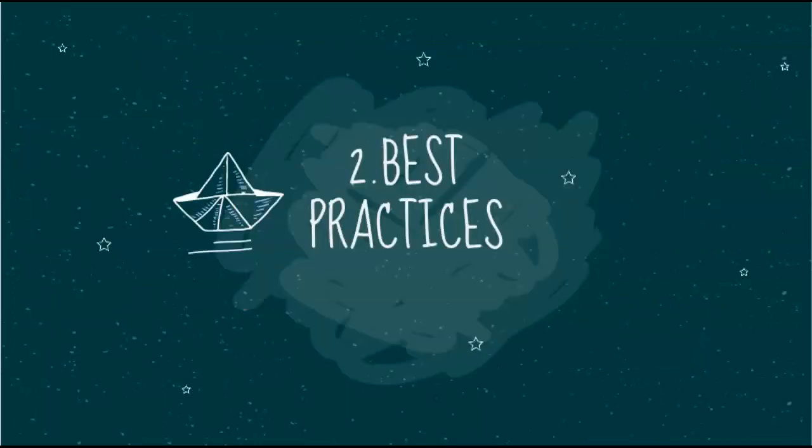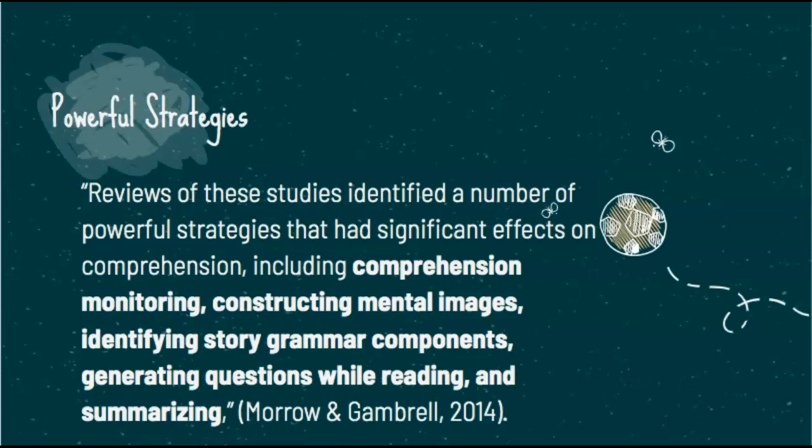Okay, there are also a lot of best practices to consider. So I'm going to start with some of the strategies that I found when reading the book from Morrow and Gamble. The strategies I kept seeing over and over again were relatively the same: self-monitoring of comprehension, visualizing, identifying important parts of the plot, asking questions, making predictions, basically what you would do in literature circles.